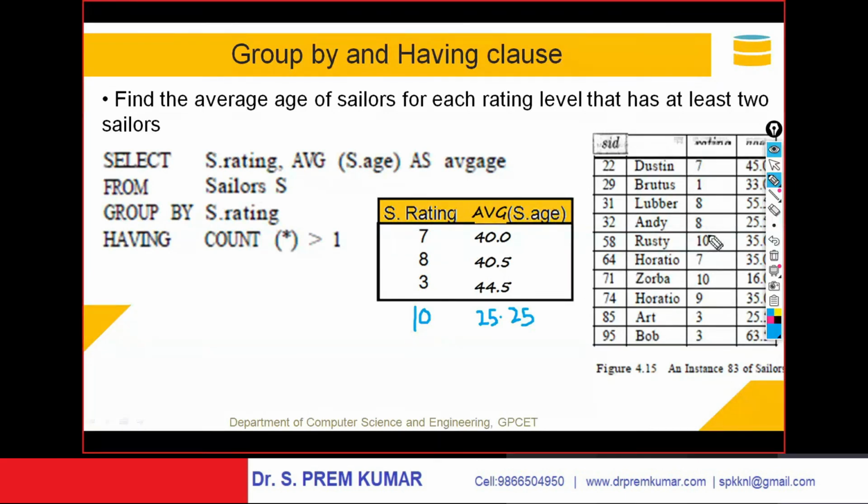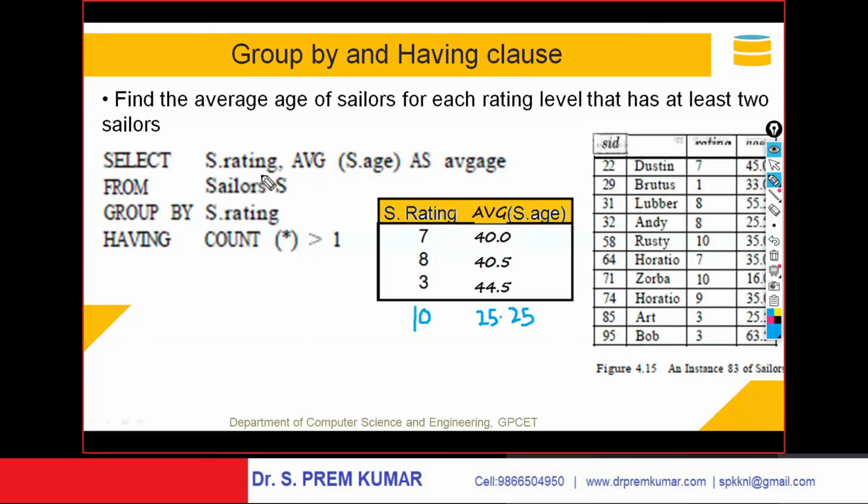And here you have 9. There is only one 9. You don't have 2 persons with the 9 rating, and hence you omit it. Coming to 3, there are more than 1, and hence you find the average.